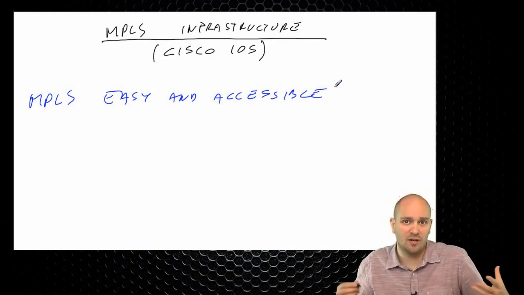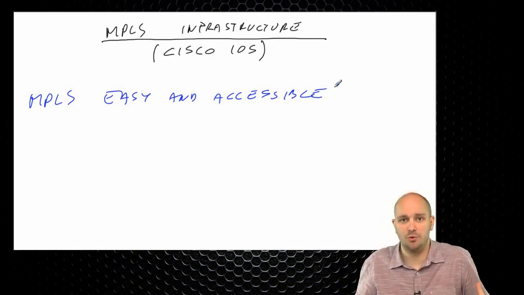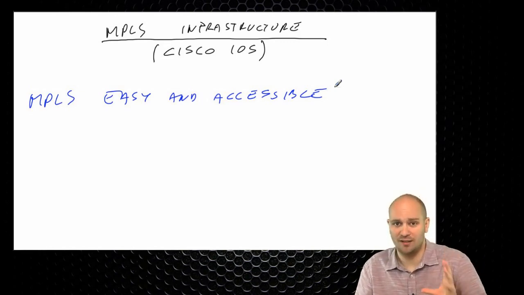Now, I know that sometimes MPLS and easy don't actually go well in the same sentence, but trust me when I say, and I don't really have too much behind me other than my two CCIEs, that MPLS is a relatively easy technology. It's much, much simpler than OSPF. It's much, much simpler than BGP is. It's actually relatively simple technology.